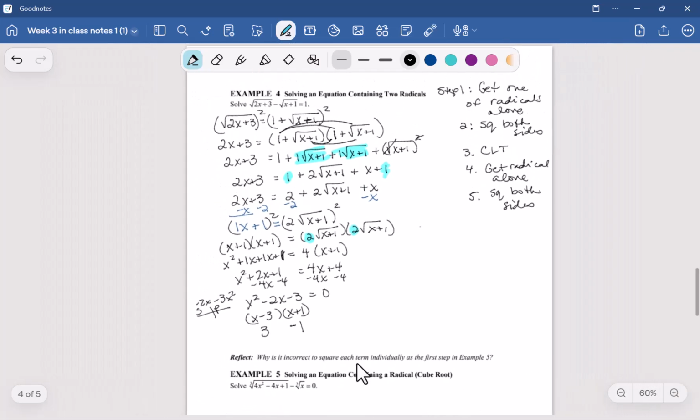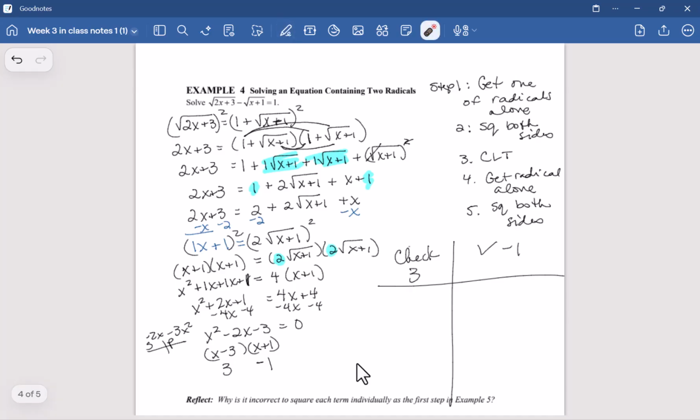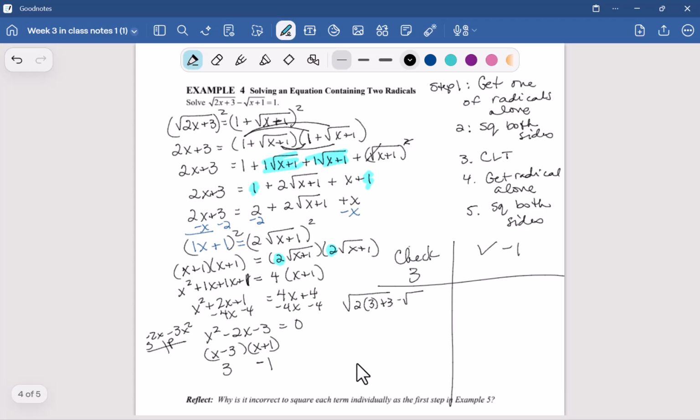Now, let me go all the way back up to the top because I do have to check them. Okay, so I'm going to check 3, and then I'm going to check negative 1. Okay, so if I check 3, and remember that I am plugging it back in everywhere there's an x. So it'd be the square root of 2 times 3 plus 3 minus the square root of 3 plus 1 equals 1. And for negative 1, it'd be 2 times negative 1 plus 3 minus the square root of negative 1 plus 1 equals 1.